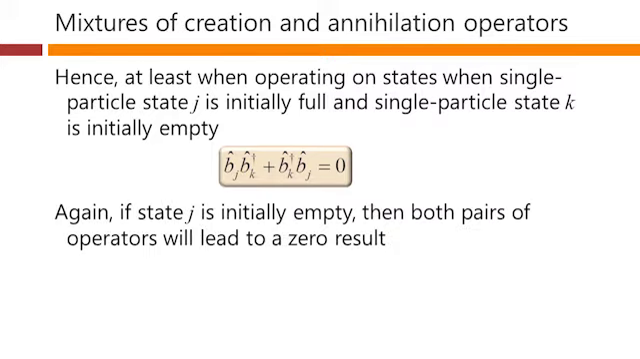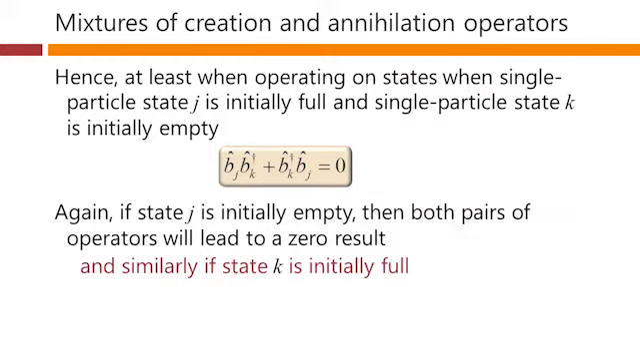Now, analogously to what happened when we had the creation operator, we're going to find that if state J is initially empty, then both of these pairs of operators will lead to a zero result, because we'll have an annihilation operator for state J trying to act on a state where there's no particle in single particle state J. So these annihilation operators are going to give us zero-length vectors. And hence, the result of both of these taken together is also going to always give us a zero-length vector, so this is a zero operator, if you like.